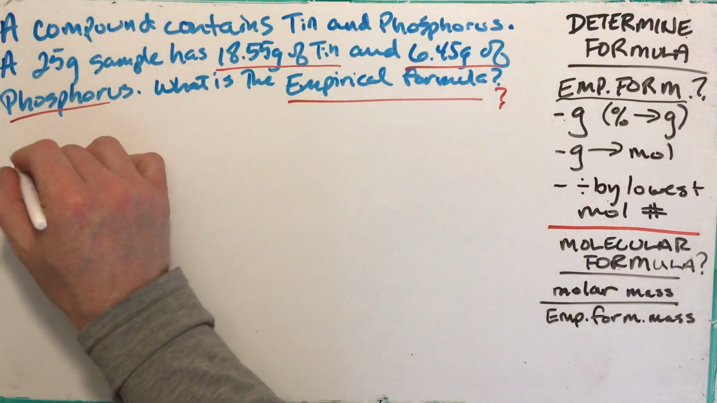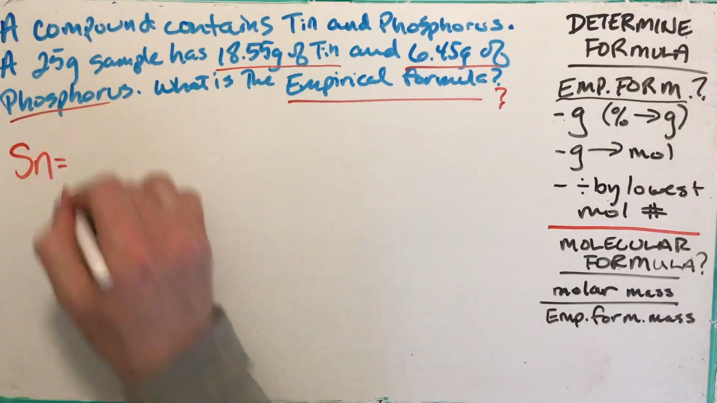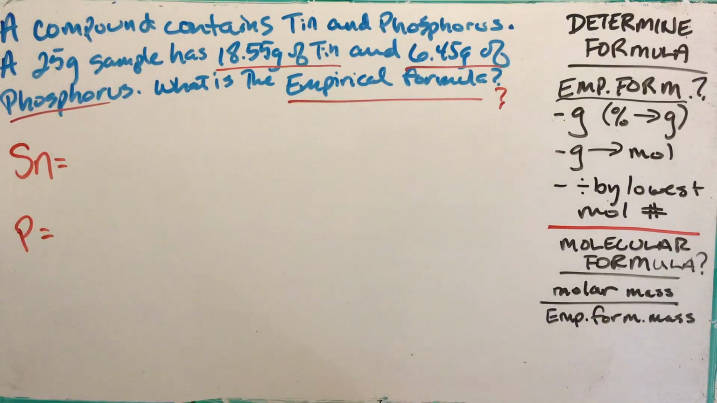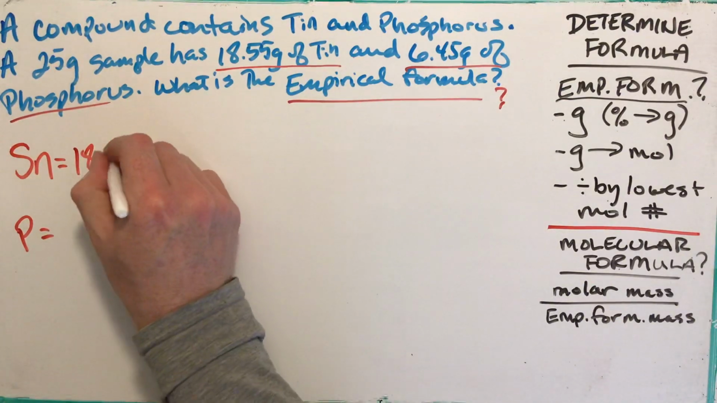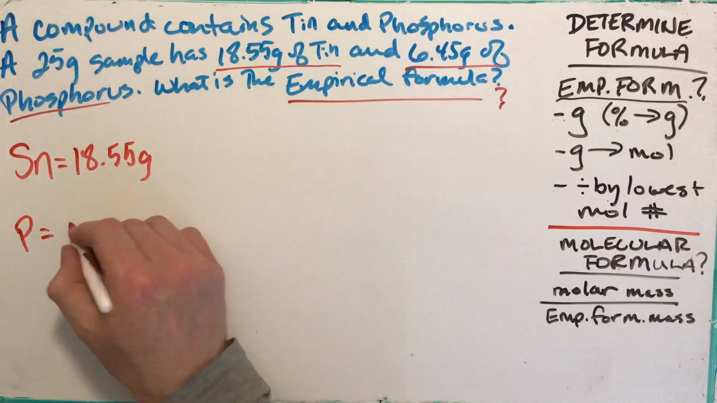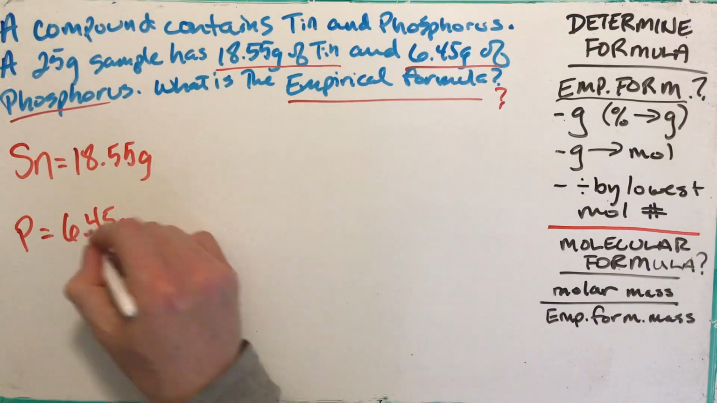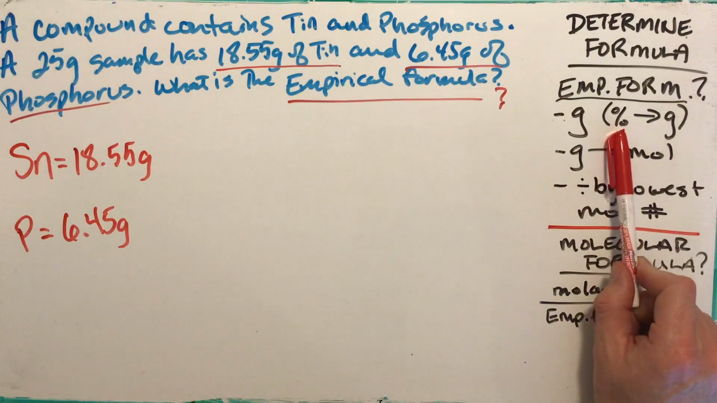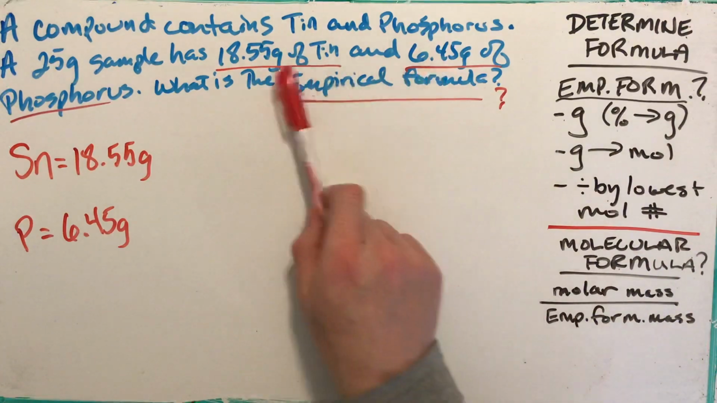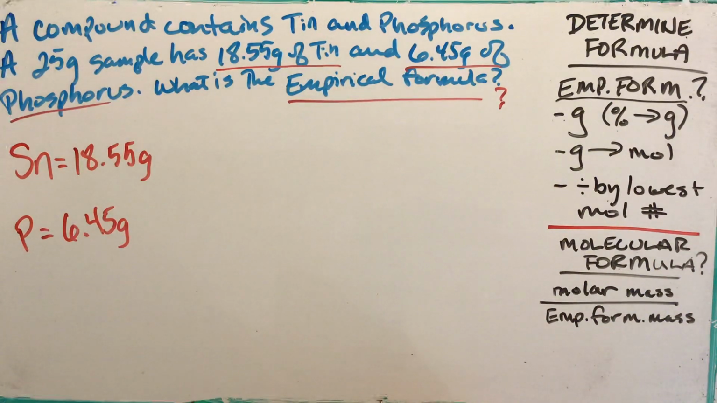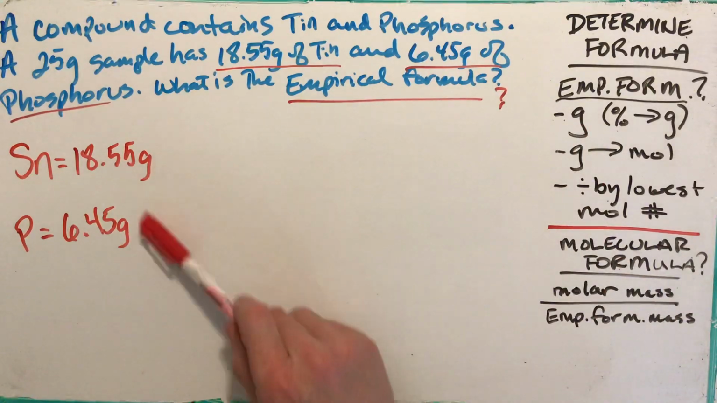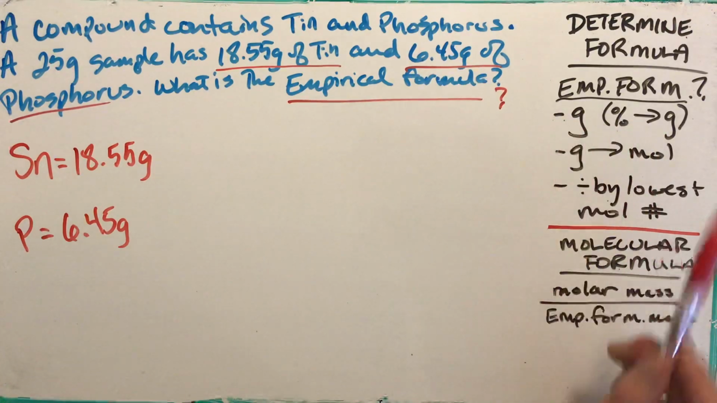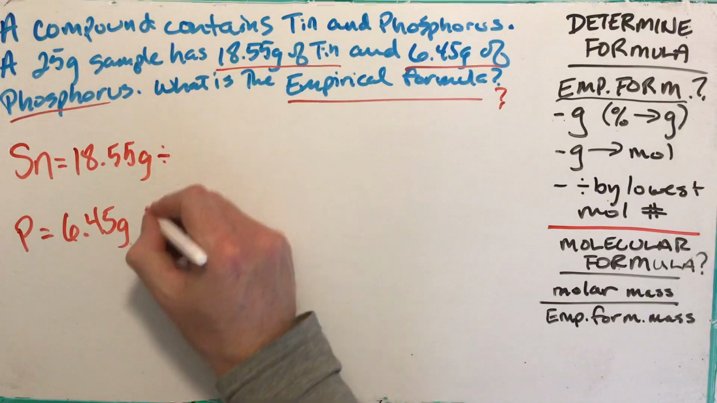So first element is tin, and tin on the periodic table is Sn. The other element is phosphorus, that is P. Tin, 18.55 grams. Phosphorus, 6.45 grams. Now notice these two values don't add up to 100, and that's because they aren't a percent composition. These are the actual masses in this larger mass of the sample. It's still grams. We're given grams, so I have grams already. I don't have to do this. They gave me grams. I start with that. The rest of it is still the same.